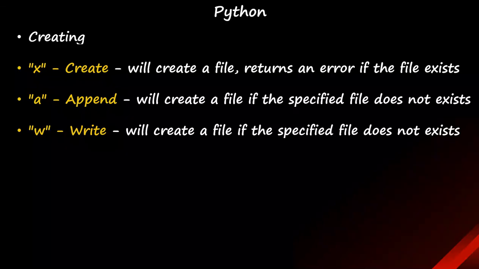So it will append all the content, and it will create a file if that file does not exist. W will write all the content into a file and will create it automatically if the file is not there for writing. So these three are for creation of a file.